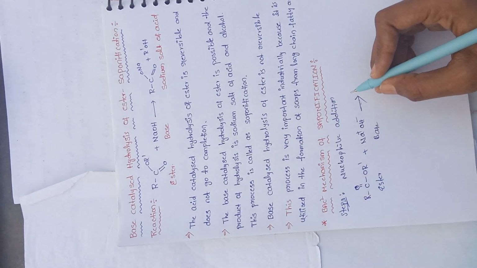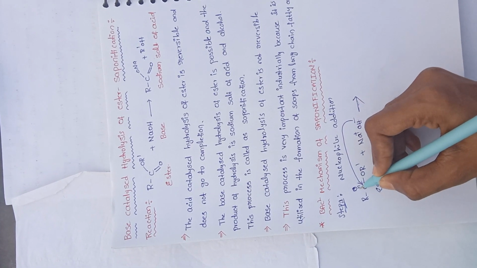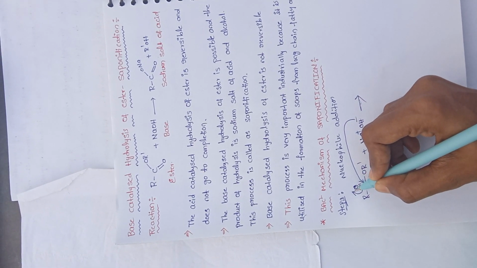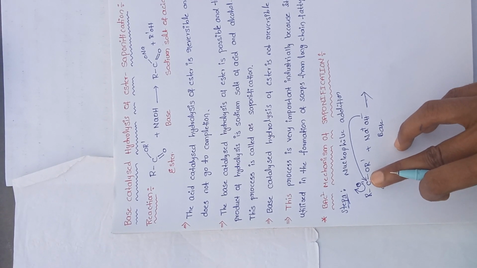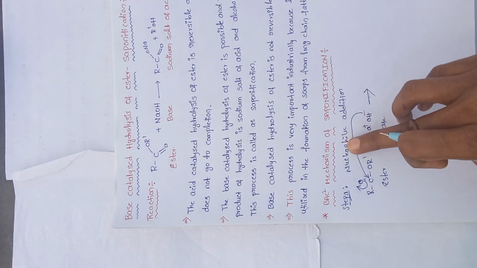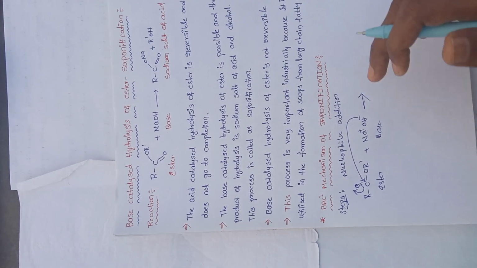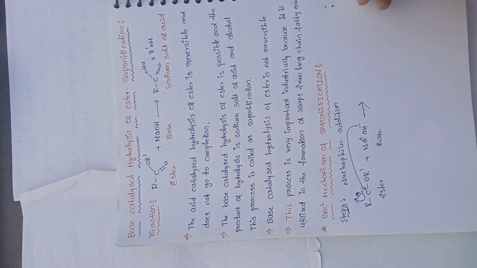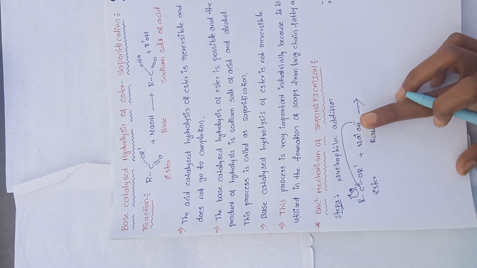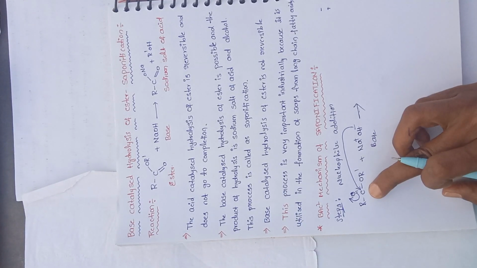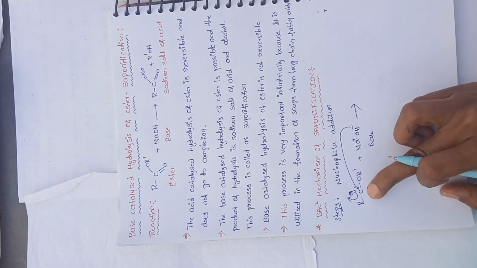So what happens here? OH minus is attached to this carbon and this double bond is migrated like this. The carbon is highly electron deficient. Coming to the nucleophilic addition, OH minus means minus charge. When it is a minus charge, that is nucleophilic. When it is a plus charge, it is an electrophile. So when this nucleophile is attached to the highly deficient, that means positively charged, carbon.